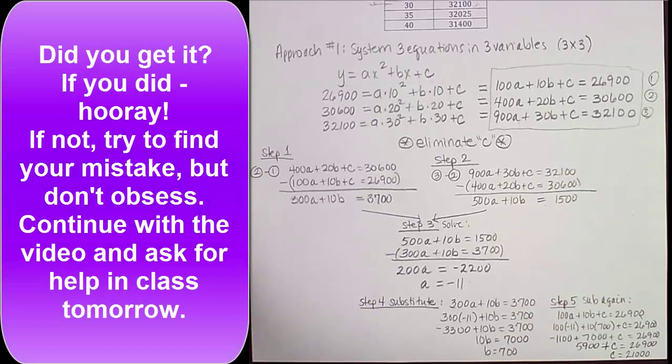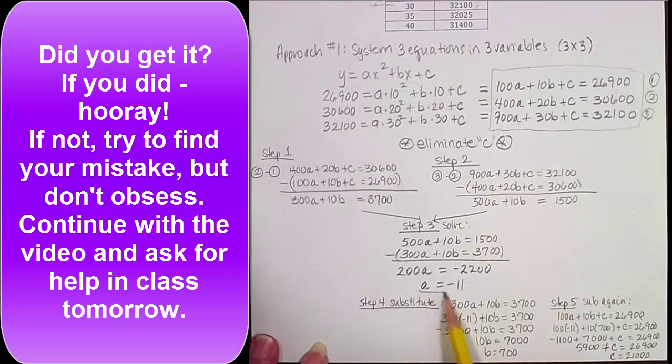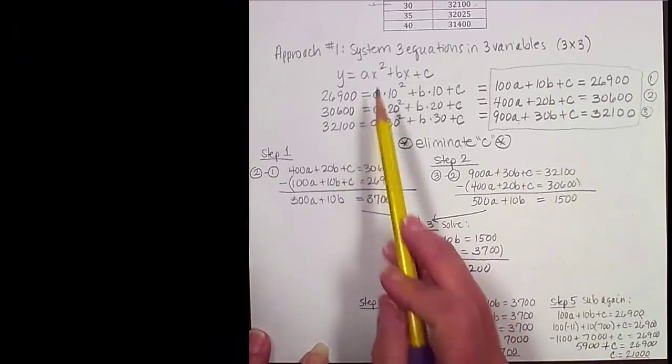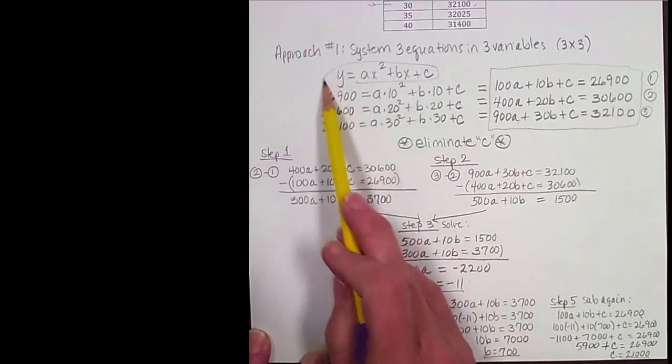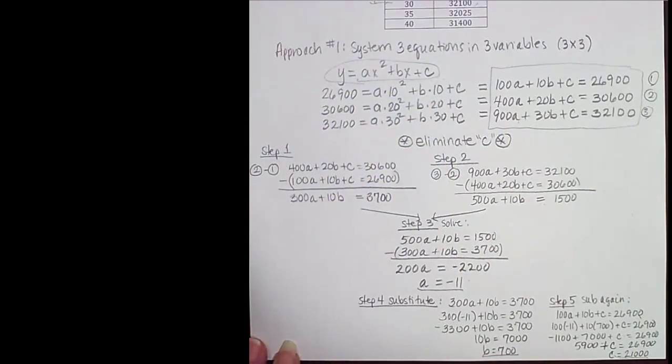So check to see if you got the same thing I did. You should have gotten A is negative 11, B is 700, and C is 21,000. If you didn't get those, take some time to look for mistakes, but move on if not. Continue with the video and check later.